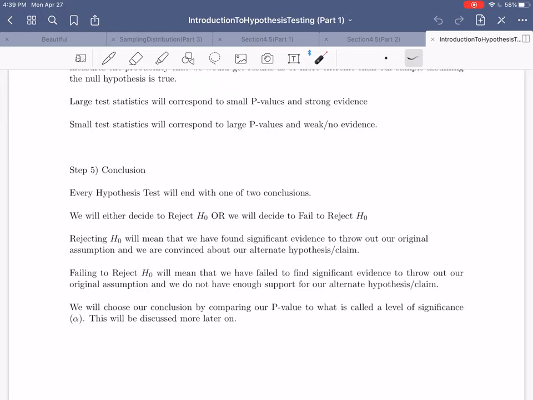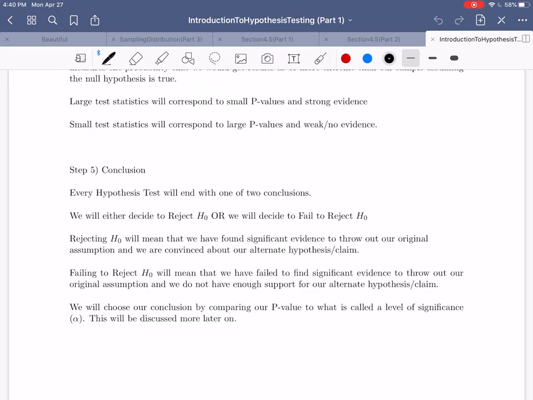Failing to reject H0 will mean that we failed to find significant evidence to throw out our original assumption, and that we do not have enough evidence for our alternate hypothesis slash claim. You can sort of view that as a negative conclusion. It's where we say, well, we gathered all this data, but it doesn't really do anything for us. It's not enough to throw out our original assumption, and it's not enough to support our alternate hypothesis or claim.